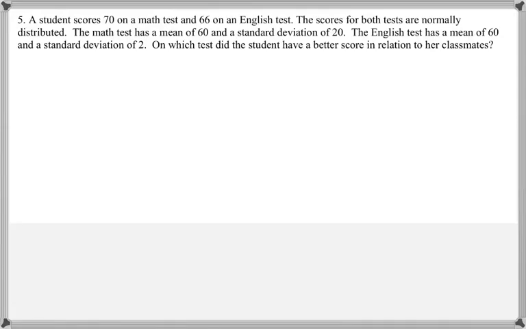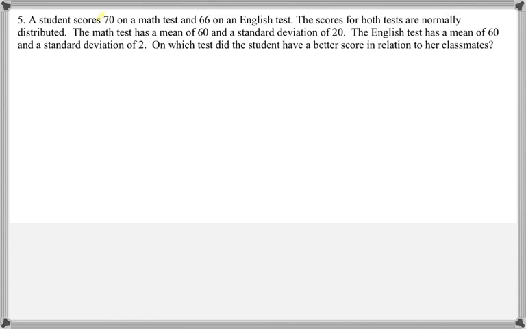A student scores 70 on a math test and 66 on an English test. The scores for both tests are normally distributed. The math test has a mean of 60 and a standard deviation of 20. The English test has a mean of 60 and a standard deviation of 2. On which test did the student have a better score in relation to her classmates?